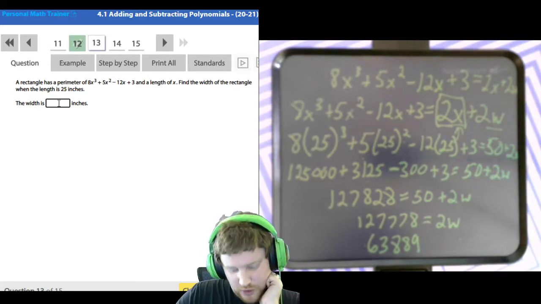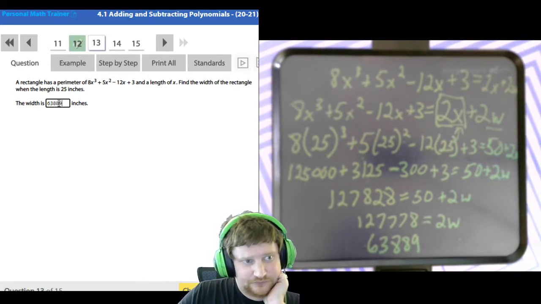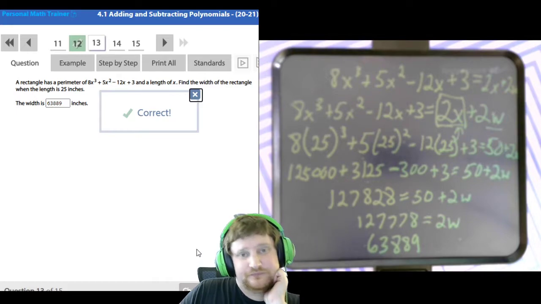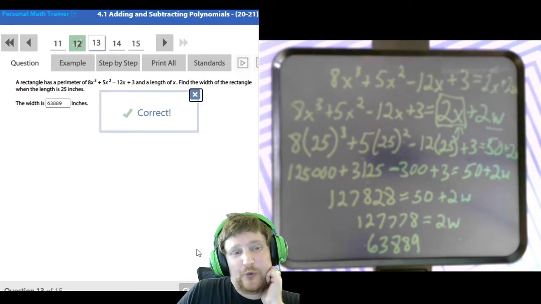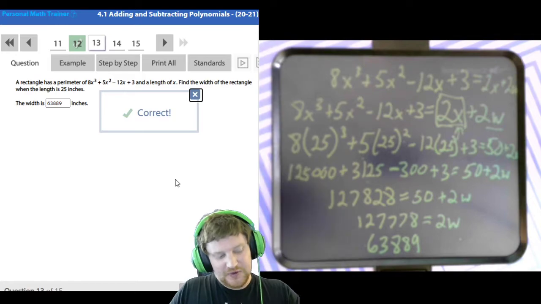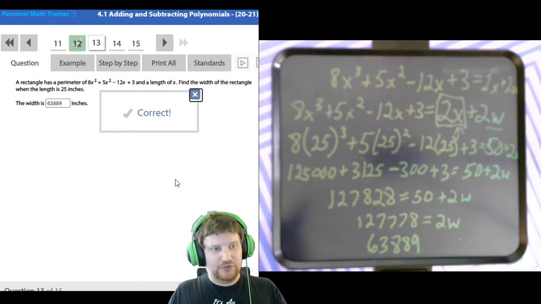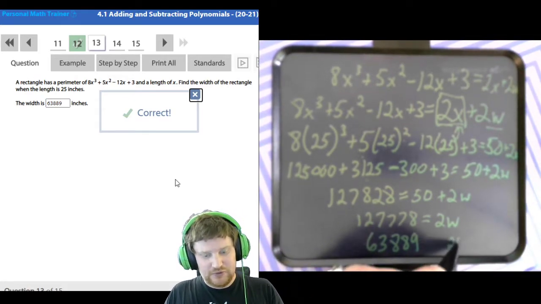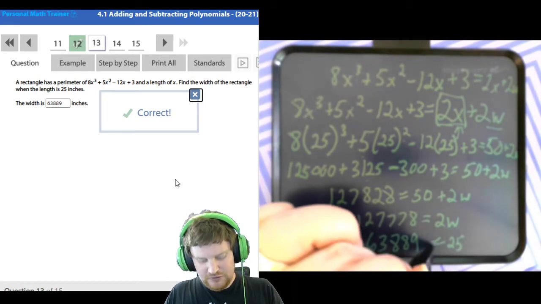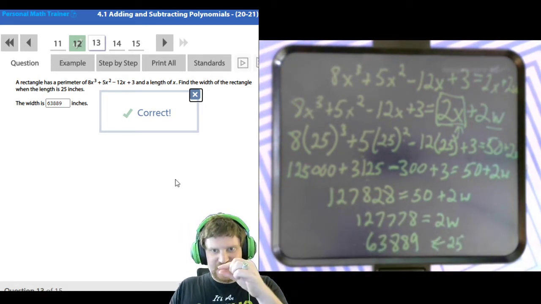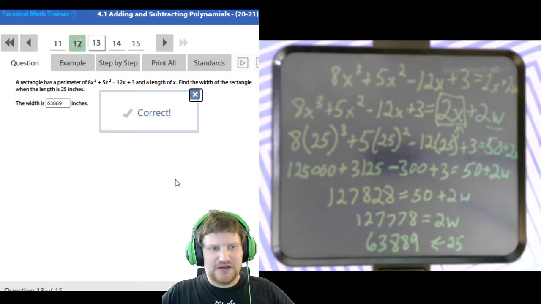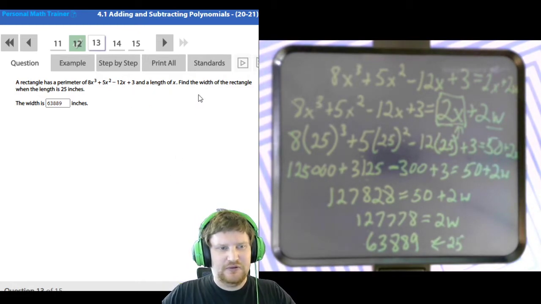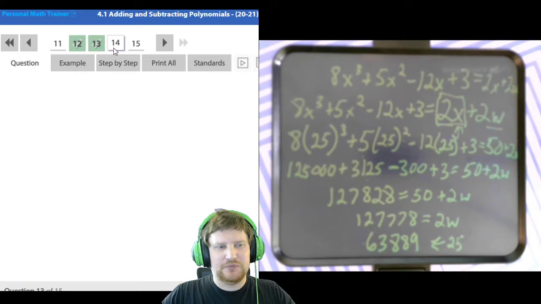This just feels wrong. That felt wrong. Especially since, remember, our length was only 25. So this is like a super skinny but super wide rectangle. Very, very strange problem.